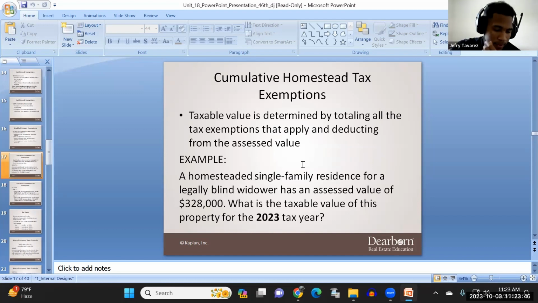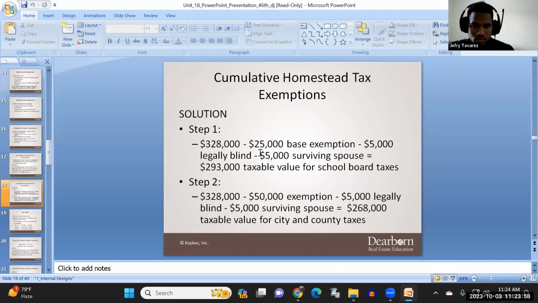Okay. So I came up with 268,000 for county and 293,000 for school. 268 for county, 293 for school, right? Yep. You got it. Right. So it was 25 minus 5 minus 5. And it was 328 minus 50 minus 5 minus 5. 268. You got it. Good. Thank you.